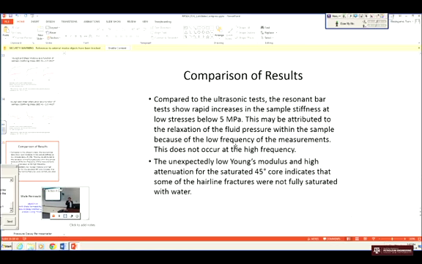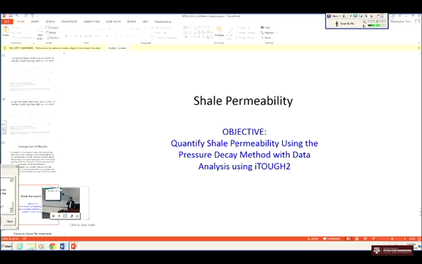And compared to the ultrasonic tests, the resonant bar tests show rapid increases in the sample stiffness at low stresses below 5 megapascals. This may be attributed to relaxation of the fluid pressure within the sample because of the low frequency of the measurements. This does not occur at high frequencies. And the unexpectedly low Young's modulus and high attenuation for the saturated 45 degree core indicates that some of the hairline fractures were not fully saturated with water. That's the only explanation we have at this point.